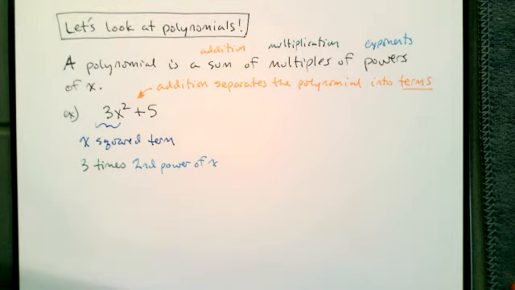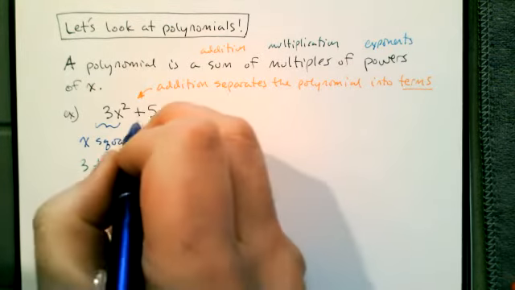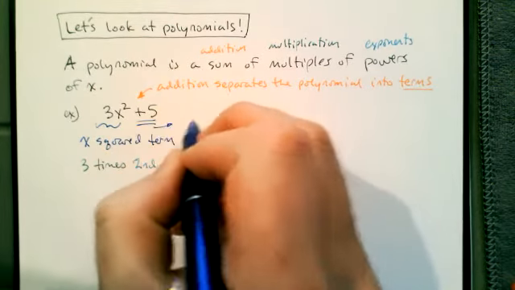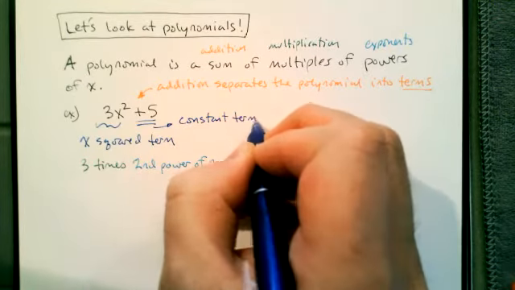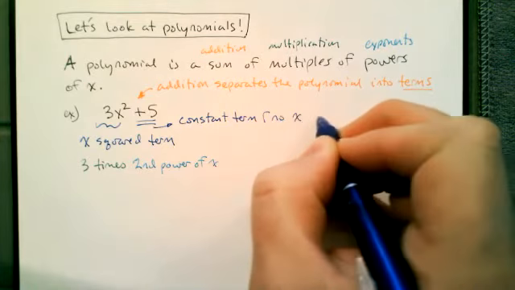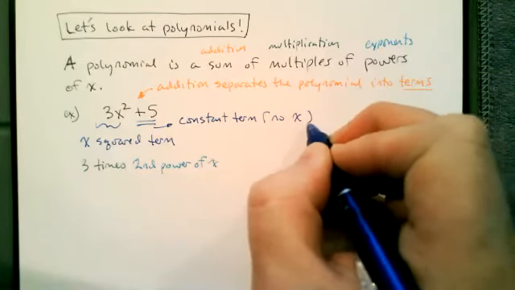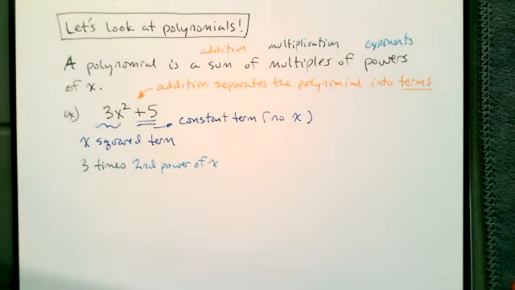The other term in this polynomial is a plus 5. That's the constant term because there's no x in it. So plus 5 is the constant term because there's no x in it, or the 0 power of x. Any questions?